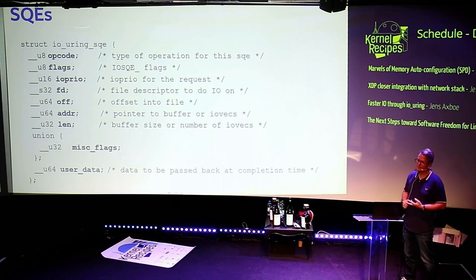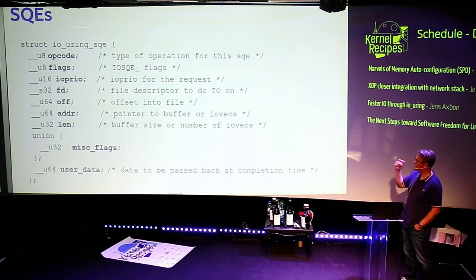There are some flags that modify that particular opcode. IO priority, and then there's a file descriptor they want to do IO on, an offset for that file, a pointer address, either to a buffer or an IOVec, depending on what sort of opcode you're running. And finally, a length field.